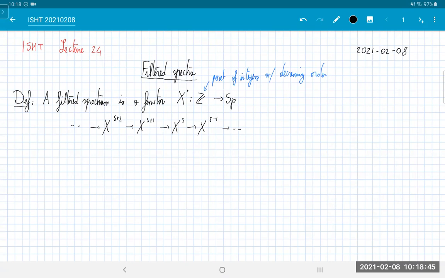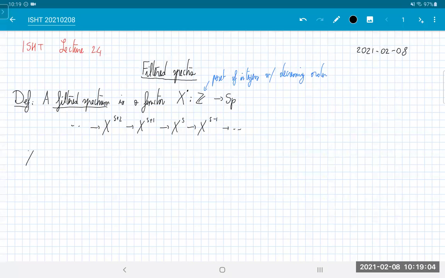Note that I'm not asking the maps to be embeddings because there is no notion of embeddings for spectra. So we do what we can. And in fact, in the general examples, we will have all sorts of possible maps. So you just have a diagram.